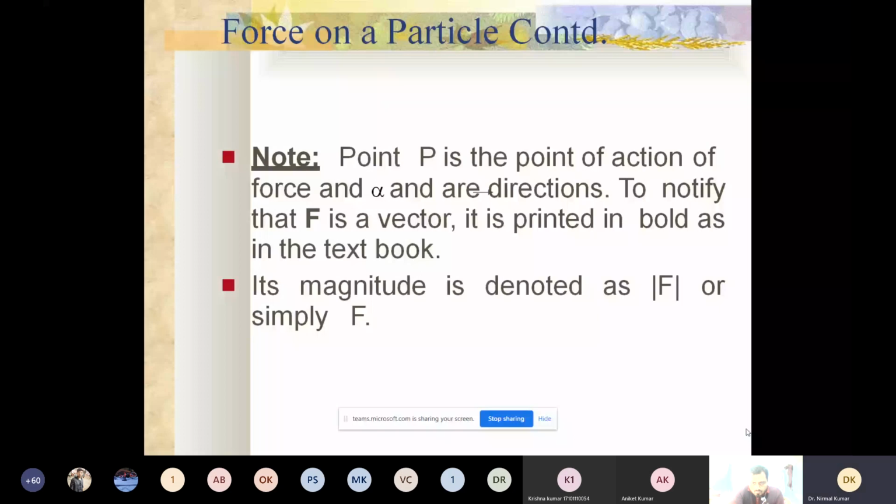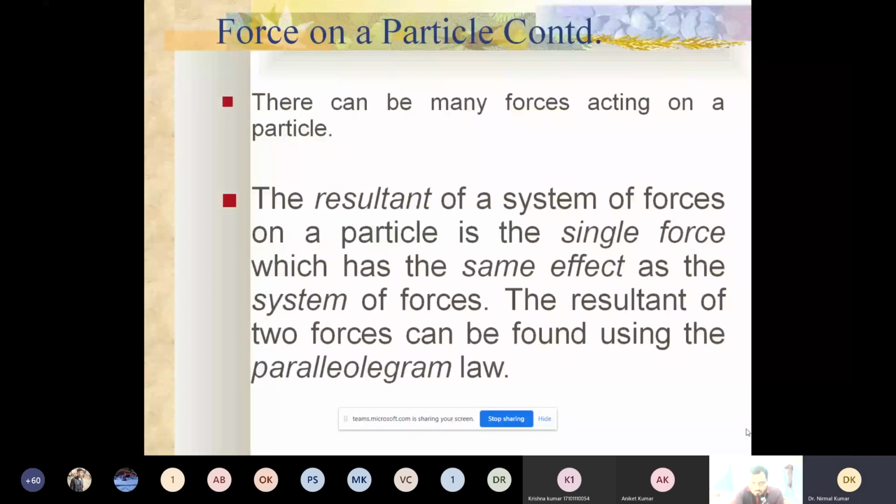There may be many forces acting at a point, and the resultant of all these forces, the system of forces on a particle, may be reduced to a single force which has the same effect as the system of forces. If 100 force and 200 force are acting on a body at a point, it may be resolved into a single force, and the effect will remain the same. The resultant of two forces can be found using the parallelogram law of forces. So now we start with two forces.